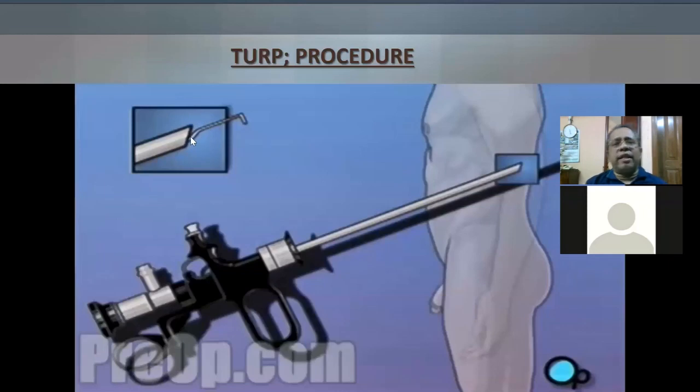And look, there is a loop. Whenever the handle is compressed, the loop goes out. Whenever the handle is released, the loop cuts the tissue between these two parts.